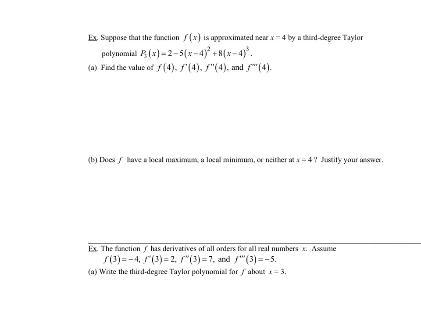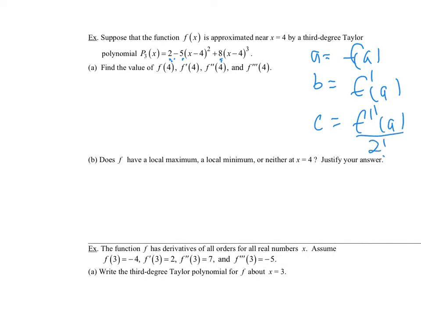Suppose that the function f of x is approximated near x equals 4 by a third degree Taylor polynomial. Okay, so he has it all done. And so there's my A, there's my B, there's my C. A is f of a, to remind you. B is f prime of a divided by 1 factorial. C is f double prime at a divided by 2 factorial. That's just to remind you. And guess what? A is always going to be a 4.